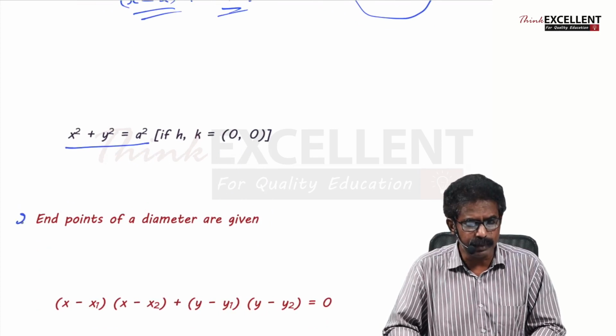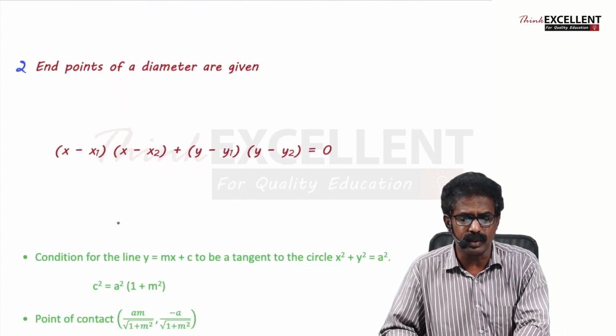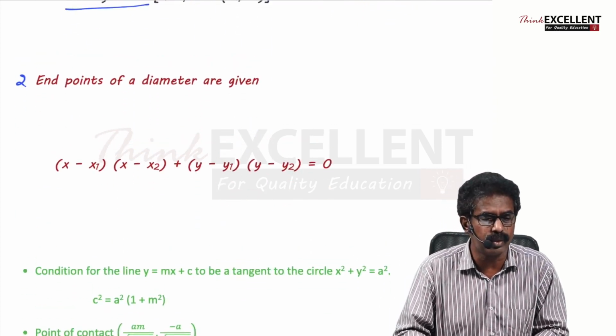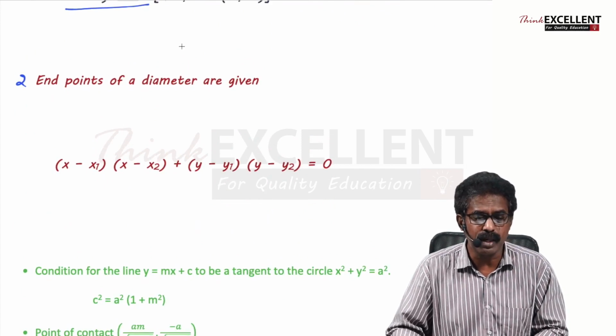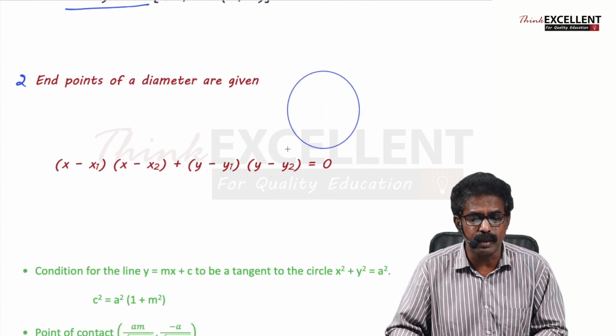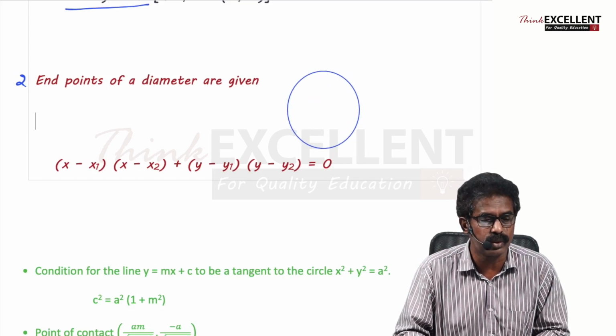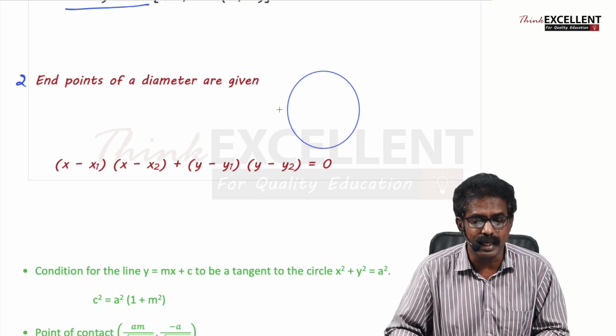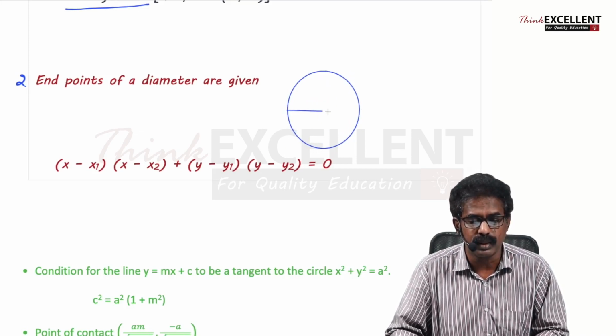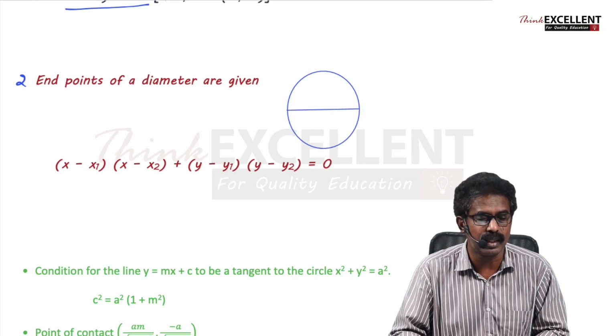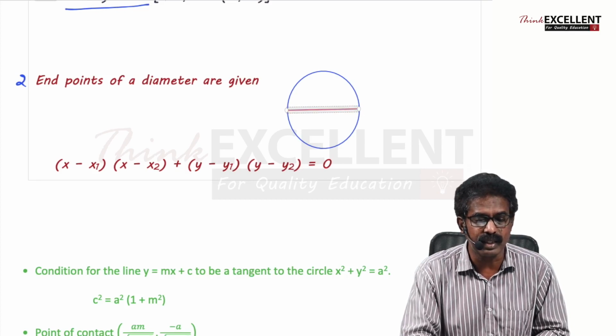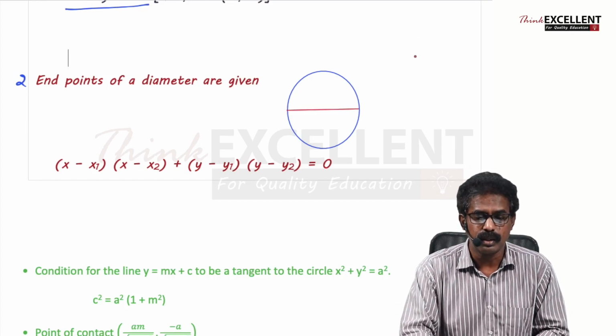In the second type, they won't give the center, they won't give the radius. Instead of that, they give the endpoints of the diameter. So you know what is a diameter? It's a line passing through the center, right? So this is the diameter. For this diameter, they are giving the endpoints.